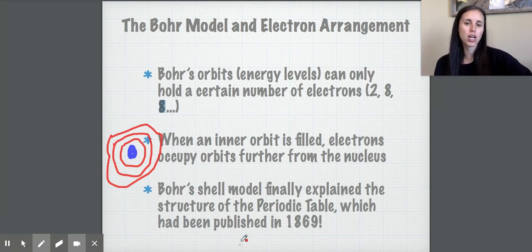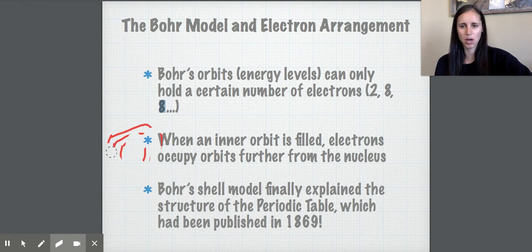Neat thing about Bohr's shell model, it finally explained why the periodic table was arranged the way that it was. Bohr's shell model came out in the 1900s, and it actually perfectly lines up with those trends of the periodic table. I'll talk about that a little bit more in our next lesson.